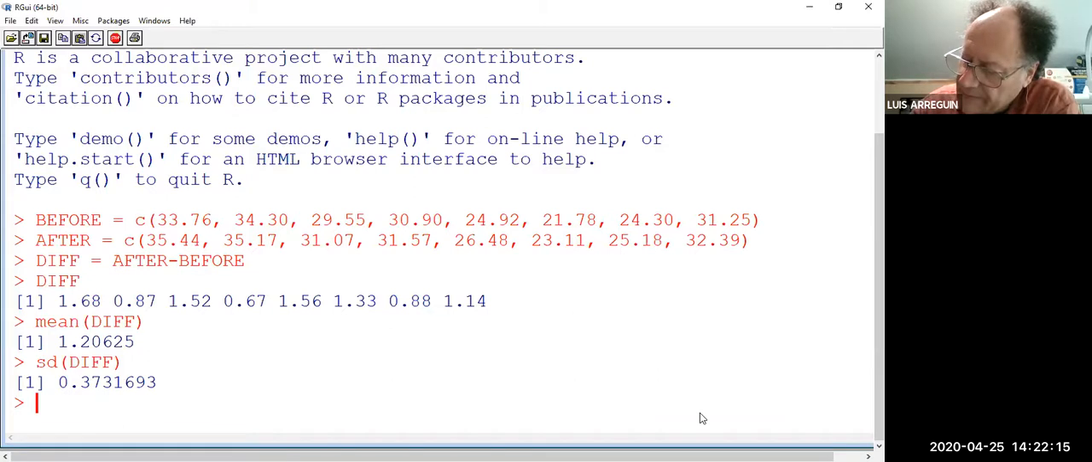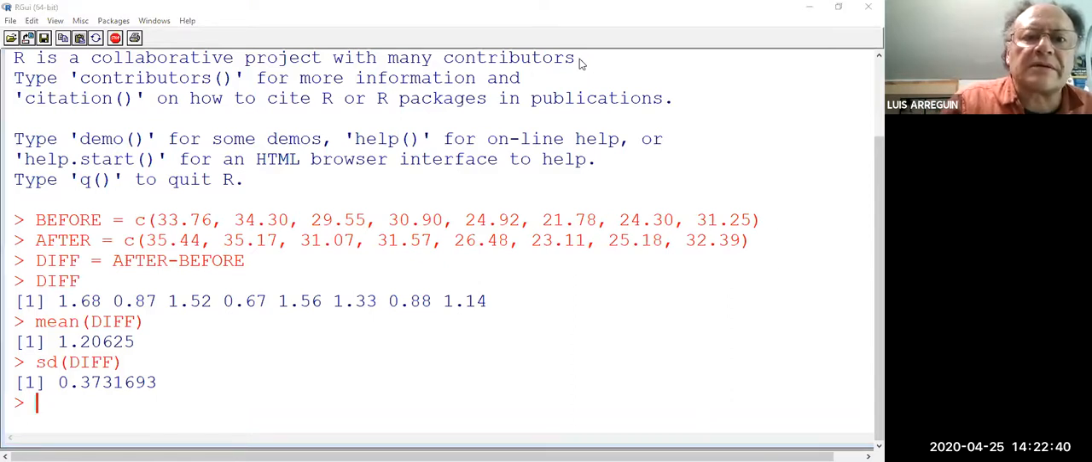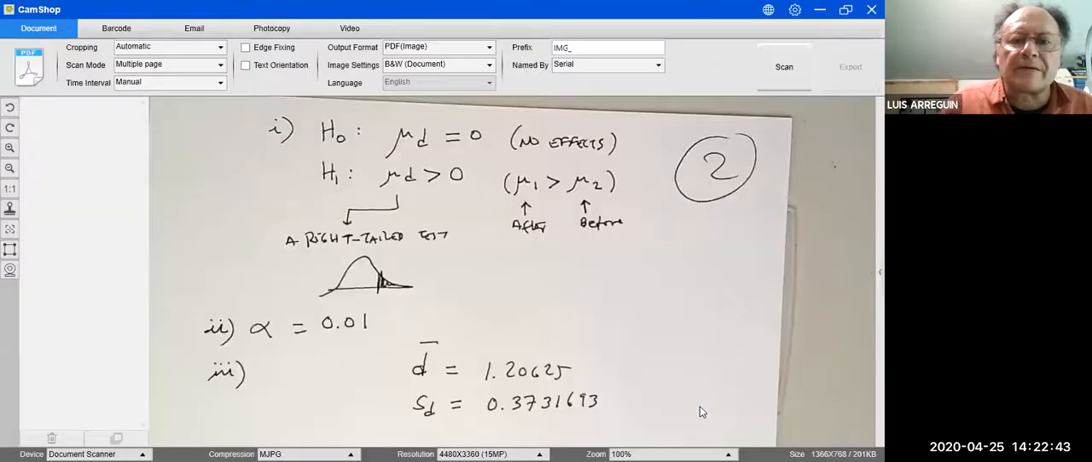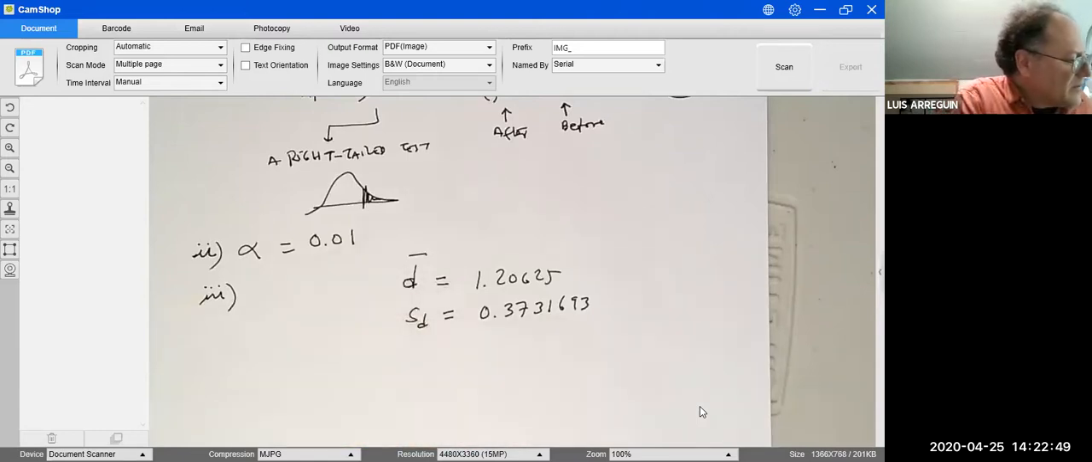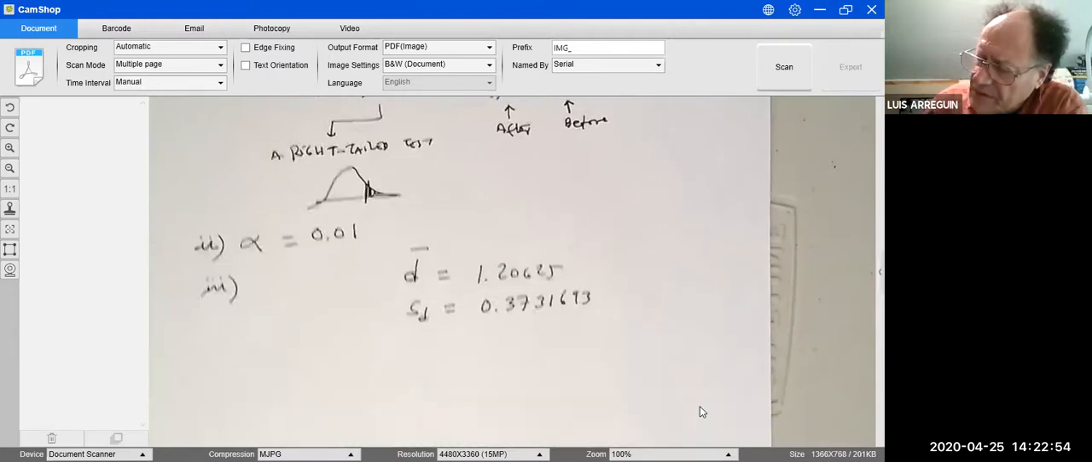So I am getting the mean of the differences, which is just 1.2625. The standard deviation of those differences is 0.3731693. Let me go back to the notes for you to see the next computations. I have here the mean of the differences and the standard deviation of those differences. The next step is just computing the test statistic.